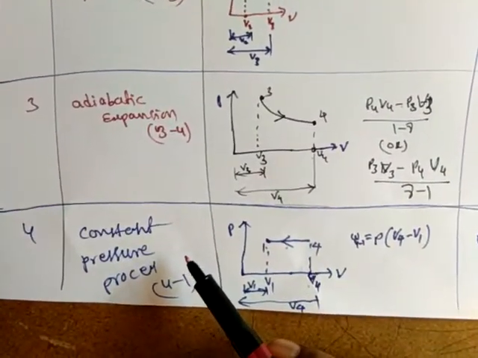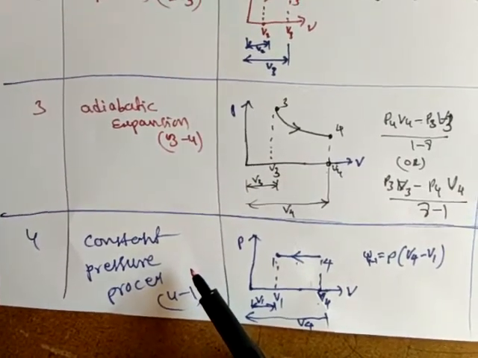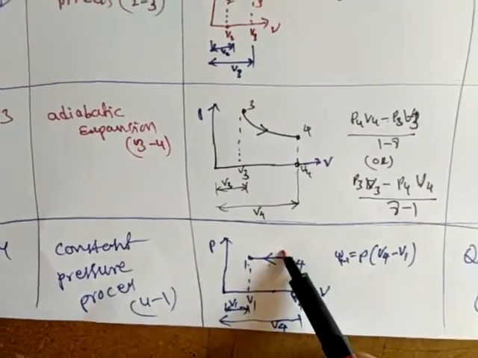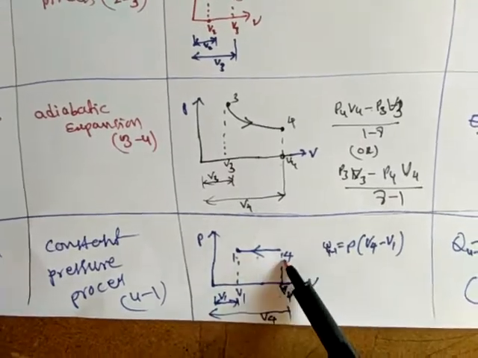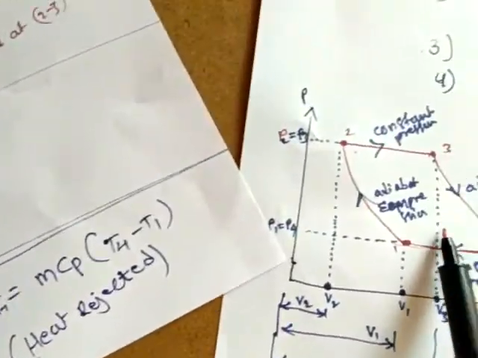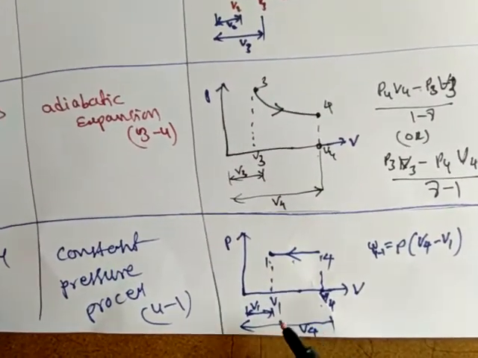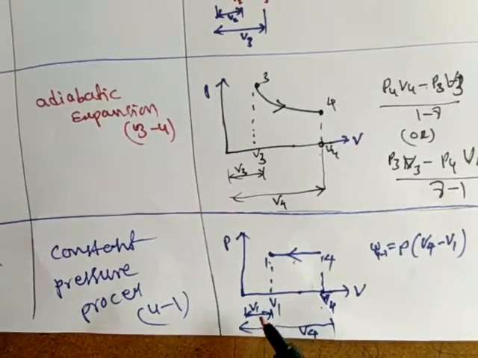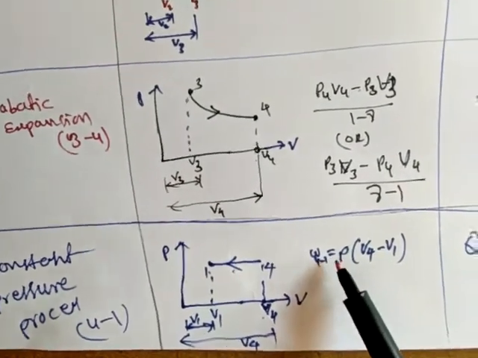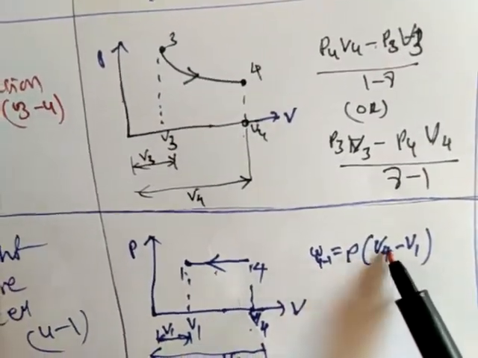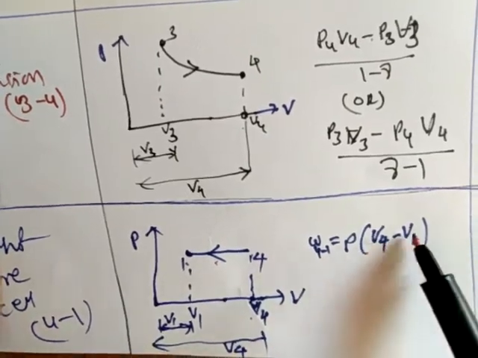Next, the last process, the constant pressure process, that is 4 to 1. This is a constant pressure process, the pressure line, 4 to 1. So here we have the PV diagram. If you observe the volume V4 and volume V1, V4 is higher than V1. That's why the total work transfer in the constant pressure process is equal to P into (V4 minus V1).